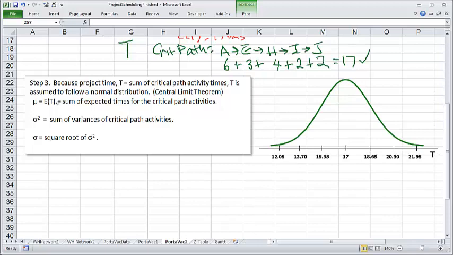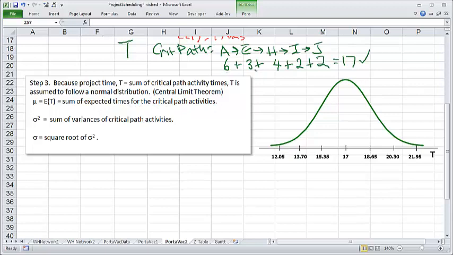Now again, for any distribution, we need to know the mean and the standard deviation, or the mean and the variance. Since if we have one, you can always get the other. Okay, so we want to find the mean and the standard deviation. Once we have those, then we could do our probability calculation. Okay, so mu is the expected time, and that is a sum of the expected times for the critical path activities. And this is something we already did right here.